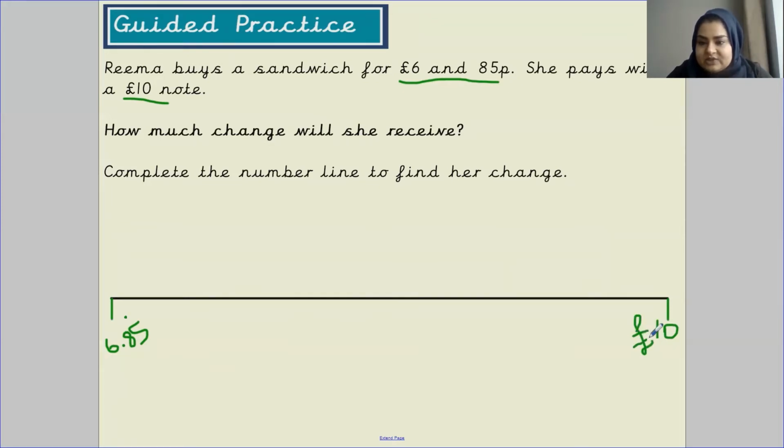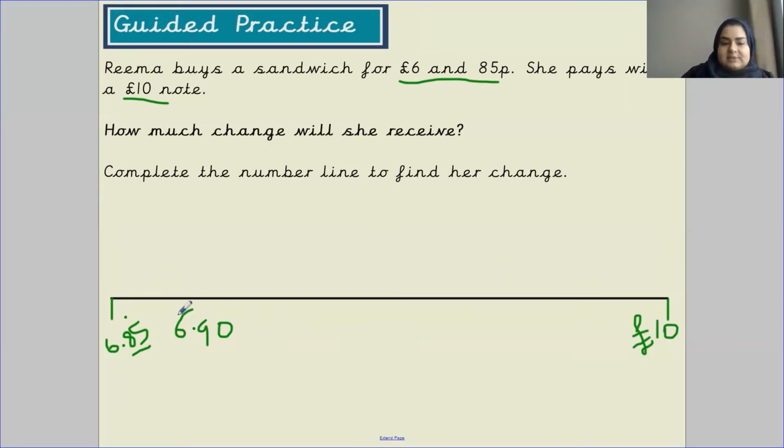Now, can you pause the screen and work out how much change you think she will receive? Pause the video and work it out, and when you're ready, come back to my video. Okay, great. So I am going to go to the next whole number. So my next whole number is going to be £7. When I say whole number, I mean after the decimal, okay?